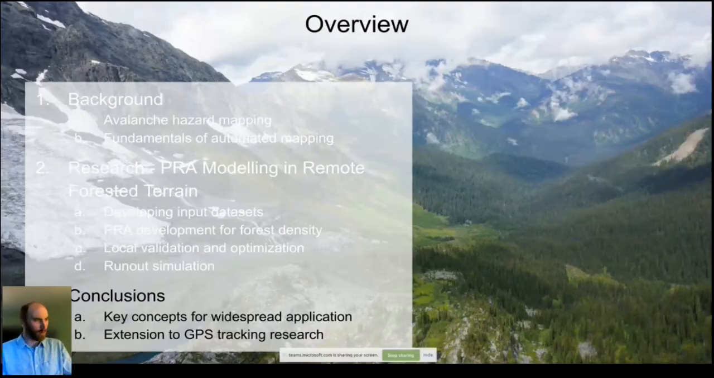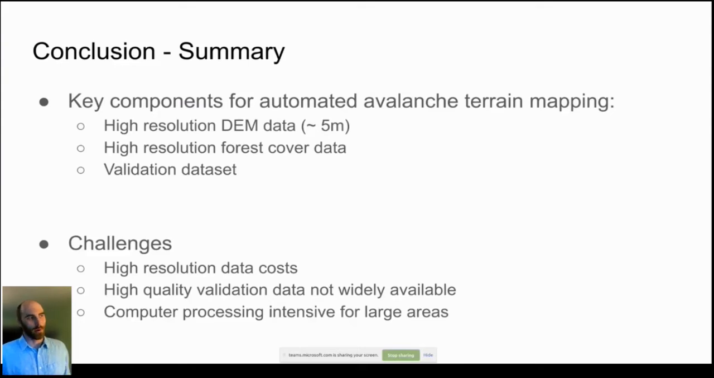Okay, so moving on. In summary, the key components for doing any kind of automated avalanche terrain mapping: the first one is high resolution DEM data, and it's really hard to get around that one. High resolution forest cover data is necessary if you want to do what we did and take a more nuanced approach to how forested terrain impacts the avalanche release. And then the third one is some kind of a validation data set. Some of the key challenges are that the data cost of acquiring high resolution DEM is really high if they're not available.